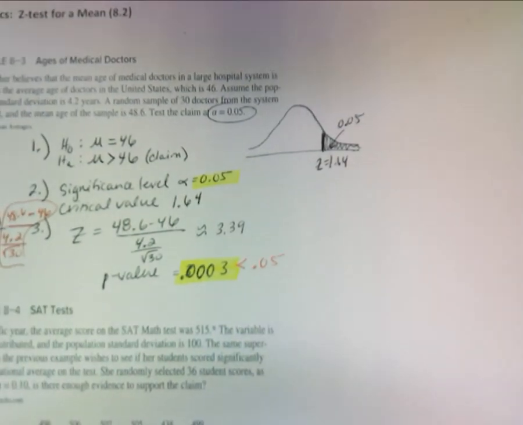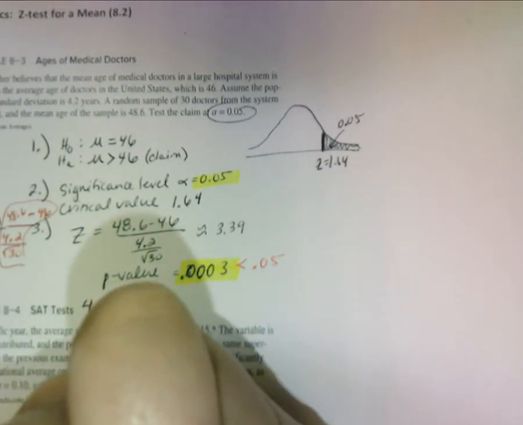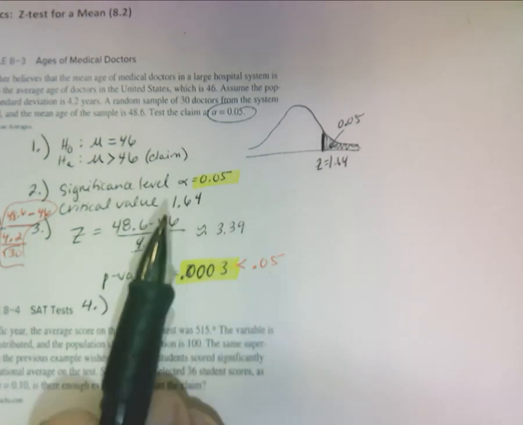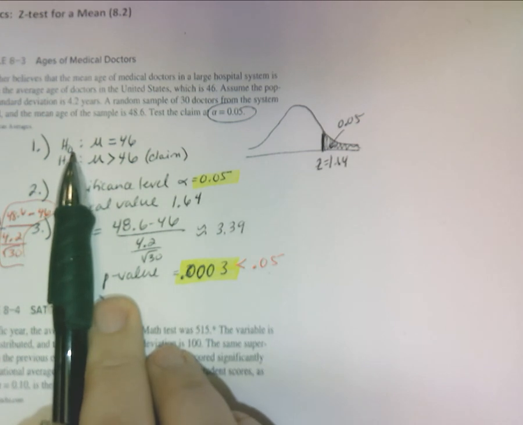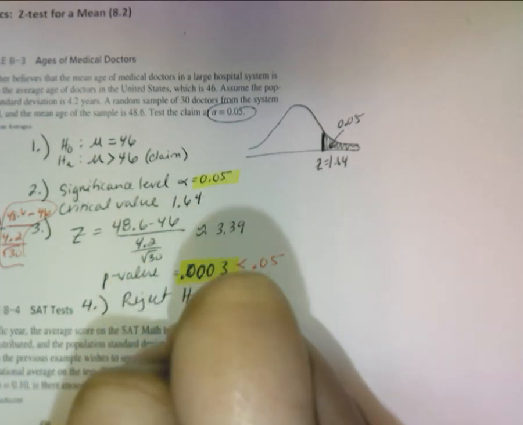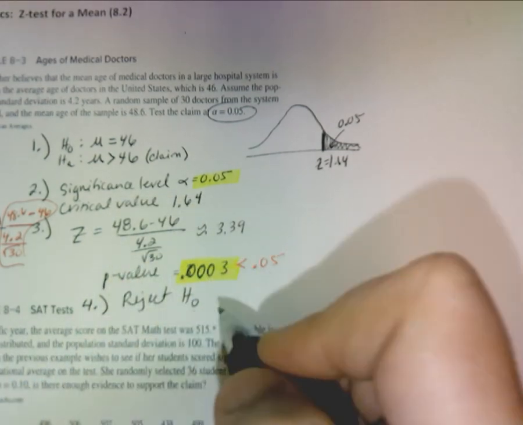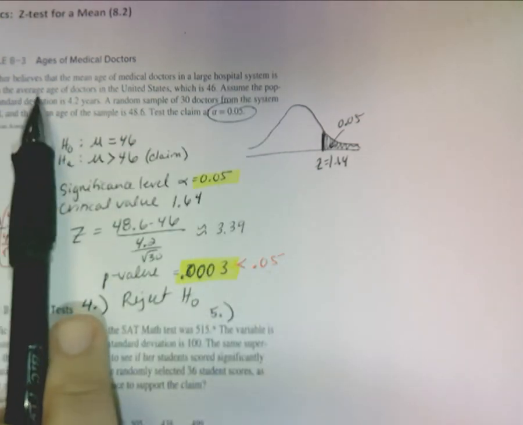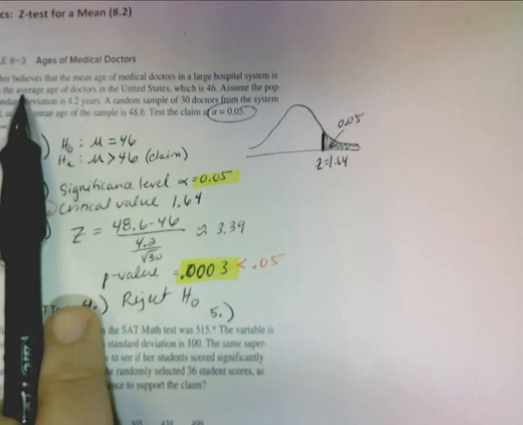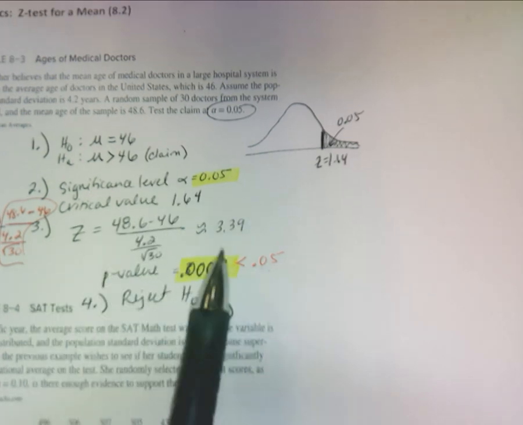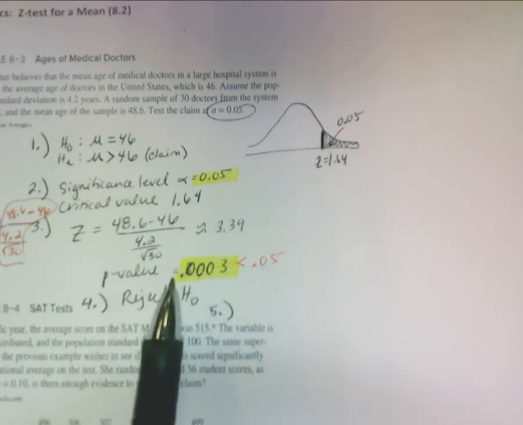So what does that mean for step 4? This is your fun part. If the P is lower than the significance, reject the HO, reject the HO. So you would write for number 4, I reject my HO. What does that mean if you reject HO? You are rejecting this thing saying that the average age of doctors in the United States is 46. No, that's not true. You did a sample, and your sample was way out there. The p-value is 0.0003. There's no way.